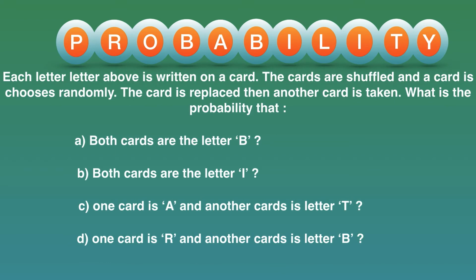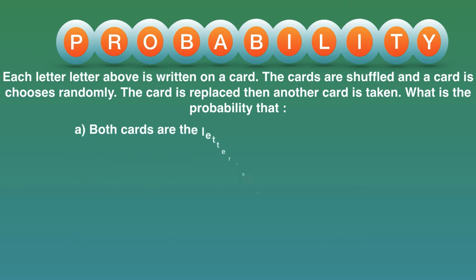Each letter above is written on a card. The cards are shuffled and a card is chosen randomly. The card is replaced, then another card is taken. What is the probability that both cards are letter B?